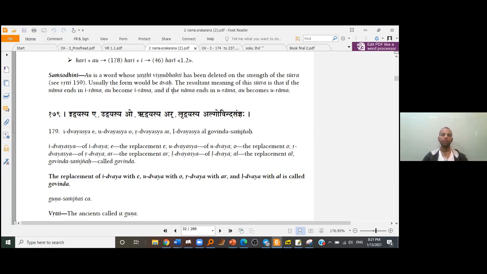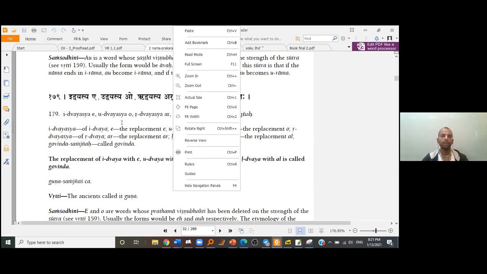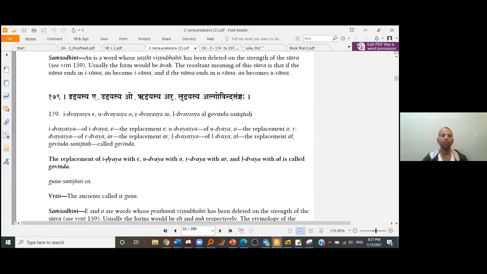Idvayasya E, Udvayasya O, Ridvayasya Ar, Ridvayasya Al, Govinda Sangyaha. And this is an important sutra. The replacement of Idvaya with A Rama, Udvaya with O Rama, Hridvaya with Ar, and Ridvaya with Al is known as Govinda.